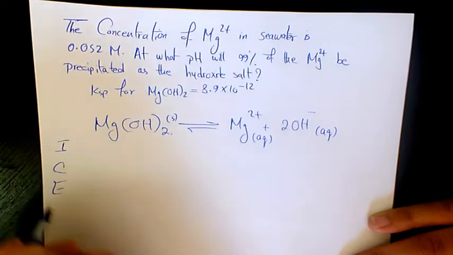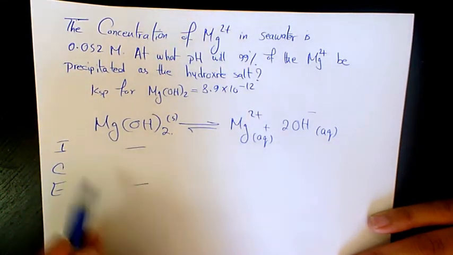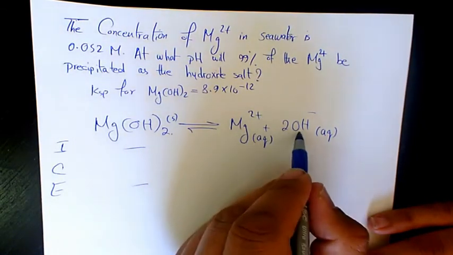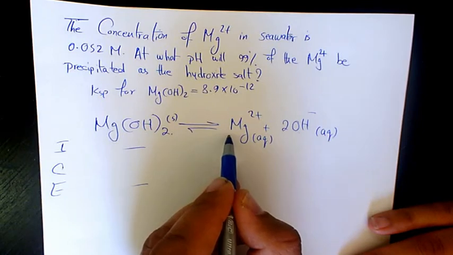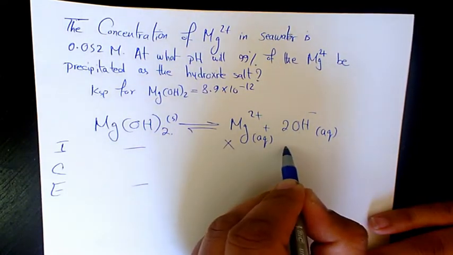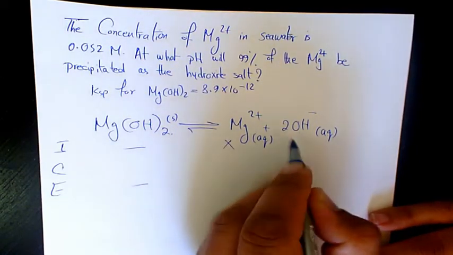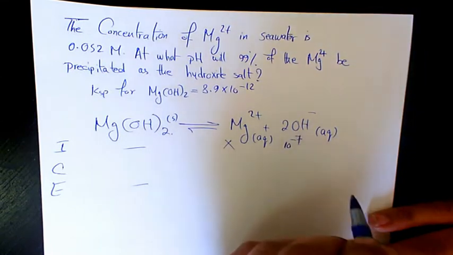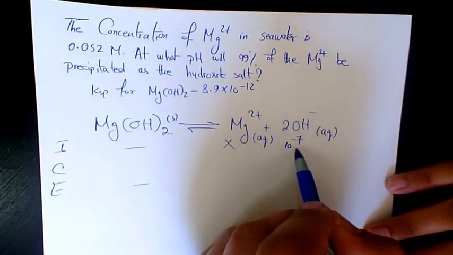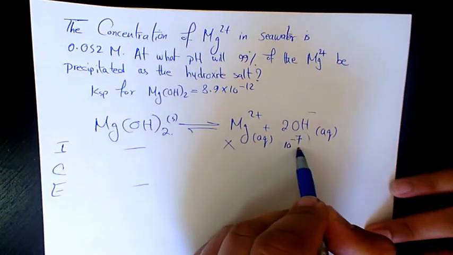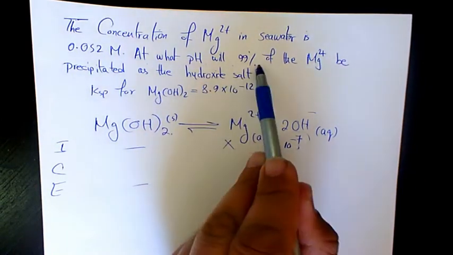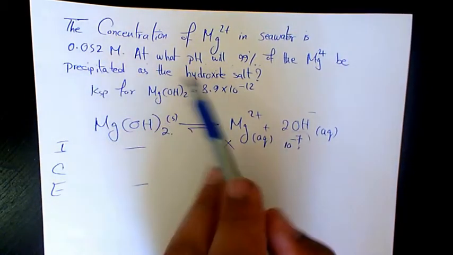Initial, change, equilibrium, exactly like the previous example. We don't write anything for initial and equilibrium for the solid. Initially, do we have magnesium and hydroxide? Definitely we don't have magnesium before dissolving. But hydroxide is 10 to the power of negative 7 at pH equals 7. But at different pH values, we're going to have different concentrations of hydroxide. The question is asking at what pH will 99% of Mg be precipitated.